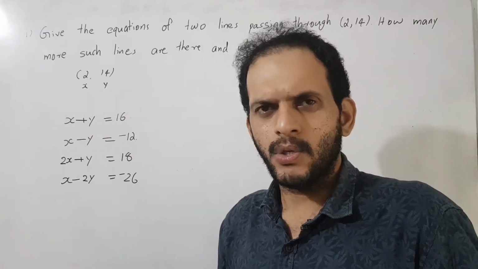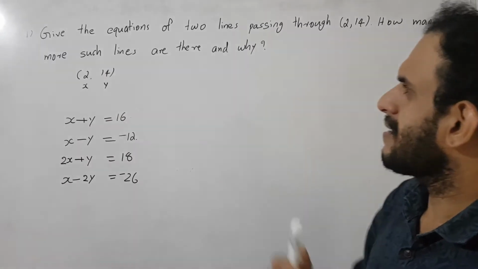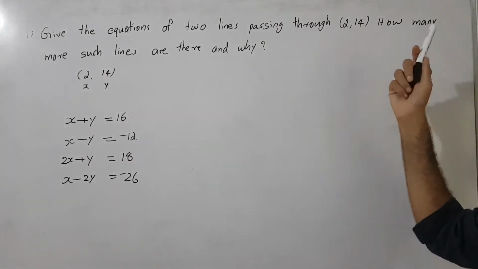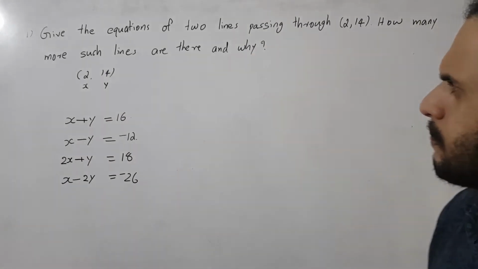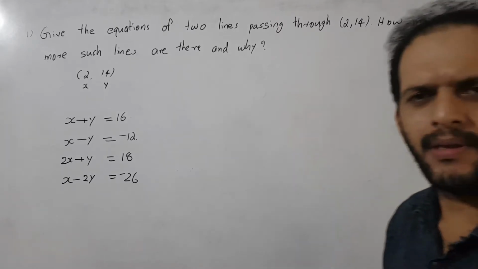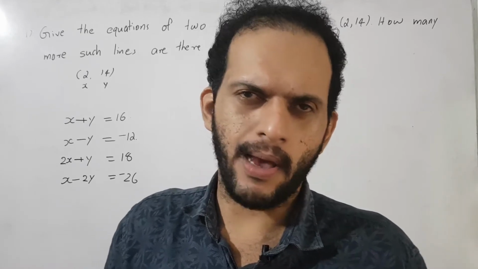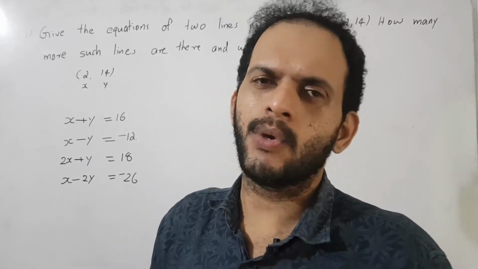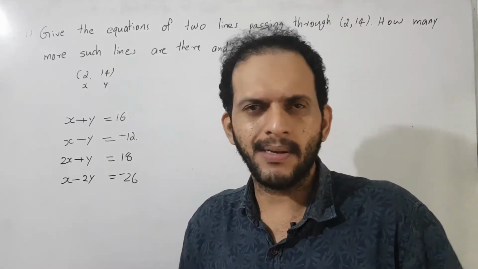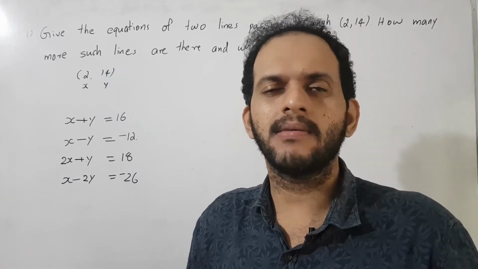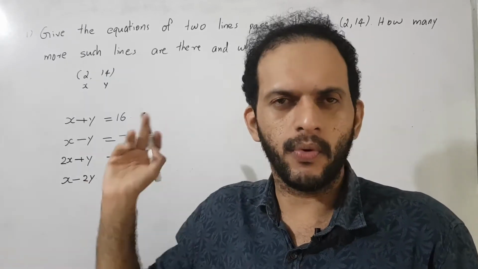So then how to write the second question, how many more such lines are there? How many more such lines are there? Infinitely many equations, infinitely many lines. Okay, infinitely many equations are possible to make like this. That means infinitely many lines are passing through the point (2, 14).